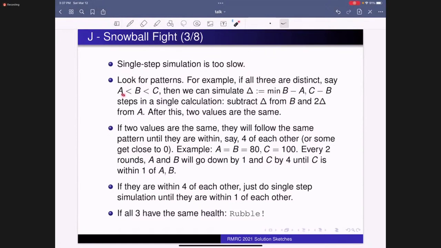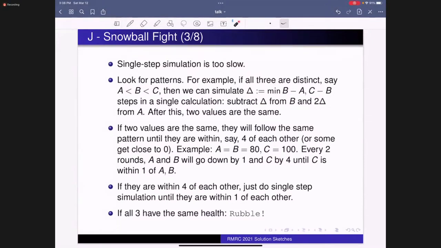For example, if these are the health of the forts, then if you simulate this many steps, so don't just do a single step simulation, but for all of these steps, we have that C would go down by 2 and B would go down by 1. Because as long as this happens, C gets attacked by both A and B, and C would attack B. And you'll notice that if you go down by this many steps, you can take care of many rounds of simulation with one calculation. And then after this, either the new A equals the new B, or the new B equals the new C. And then you think, well, what does it look like now?